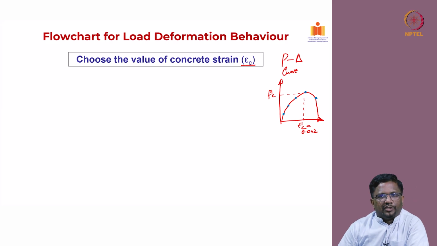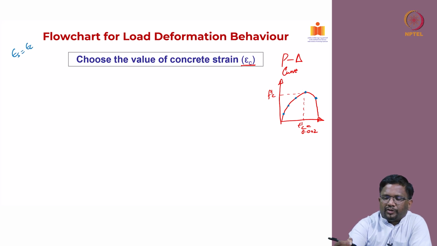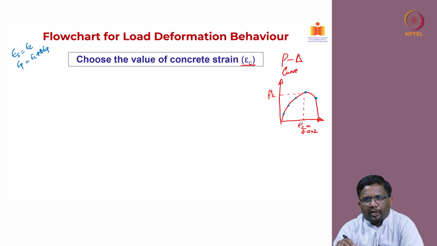Now, how are the stress and strain related? Again, strain in pre-stressing steel or normal steel, epsilon s, is nothing but equal to epsilon c, and epsilon p will be equal to epsilon c plus delta epsilon p. These are your compatibility conditions.